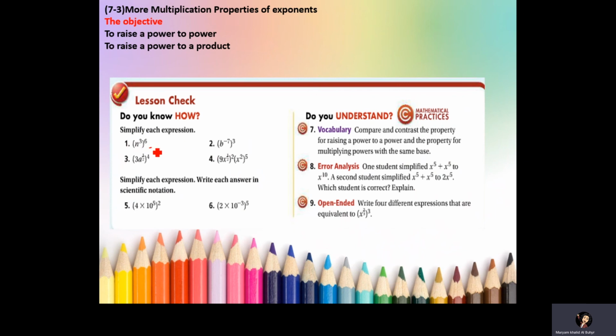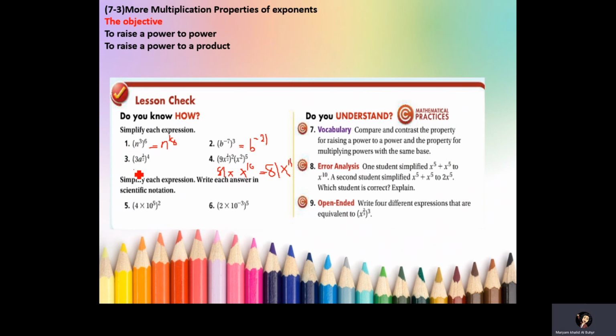Just a quick review, simplify these. That's n to the power 18. That's b to the power negative 7 times 3, which is negative 21. So if you forgot about that, step 1, distribute the power that you have. So 9 to the power 2, which is 81, x, because once you distribute it with 1/2, it will be x to the power 1. So that is finally x to the power 10. So same base, add the power. So that is 81, x to the power 11.